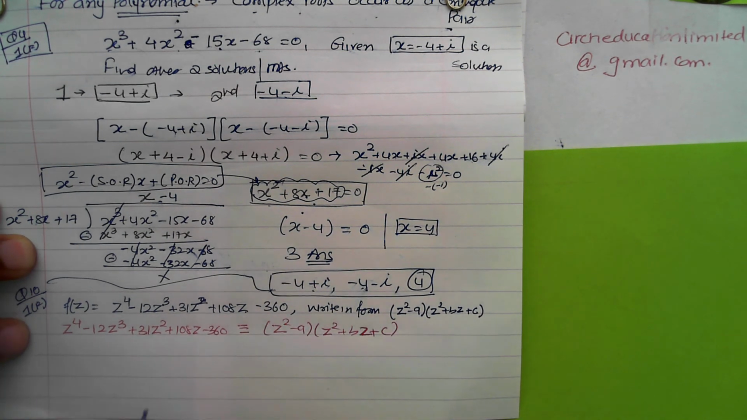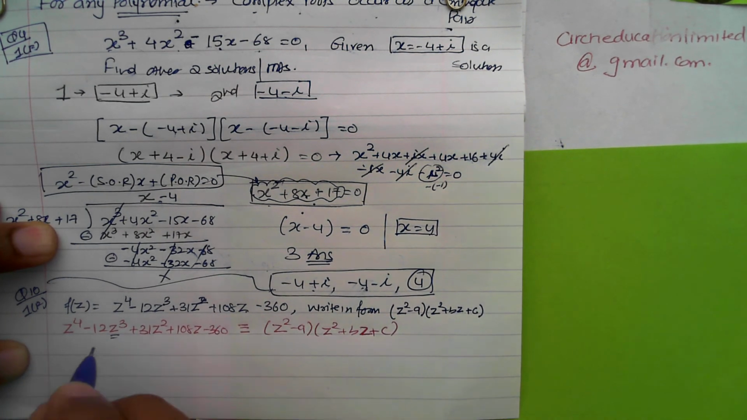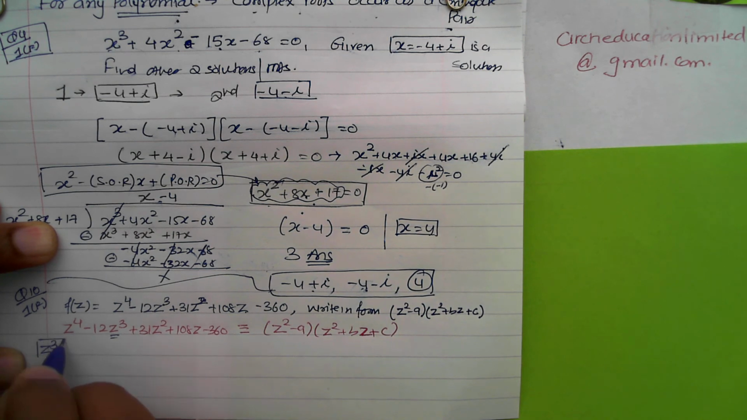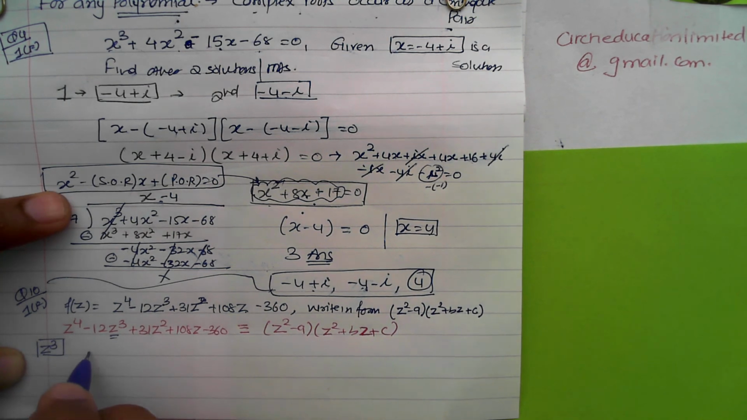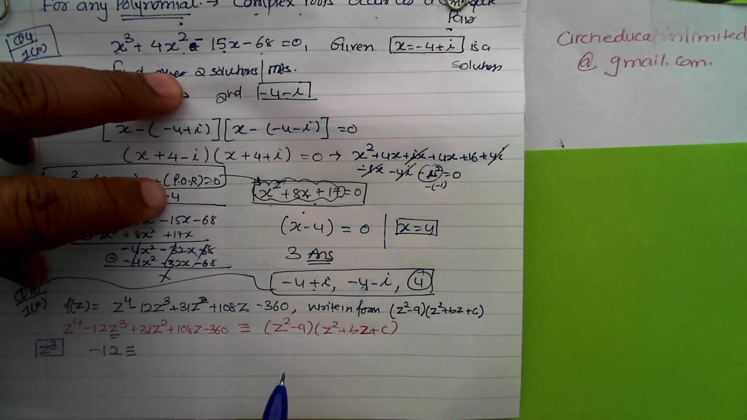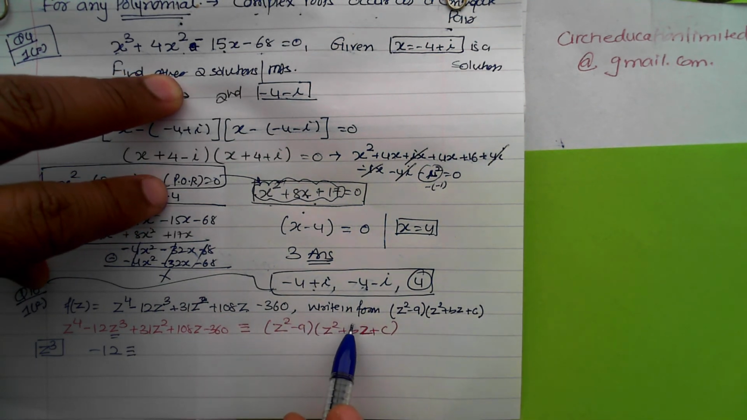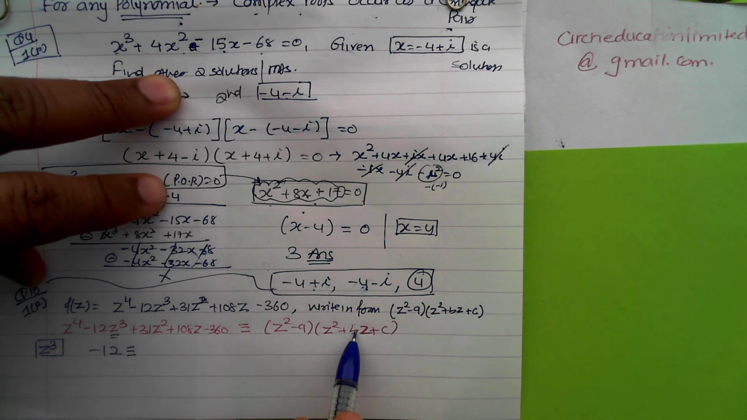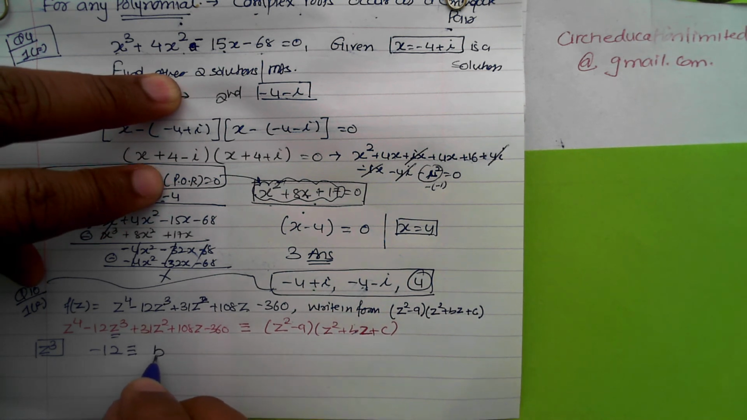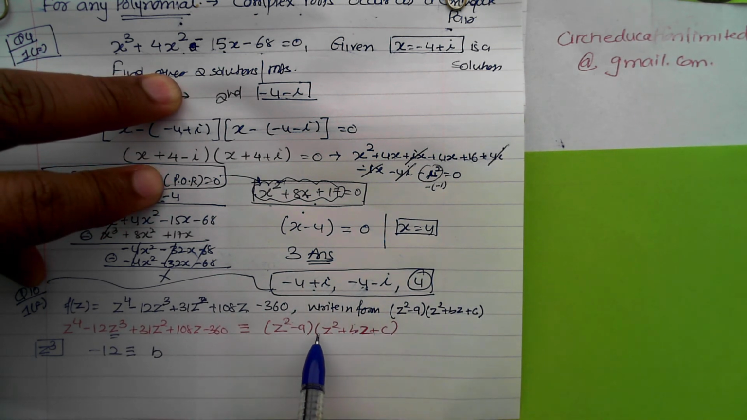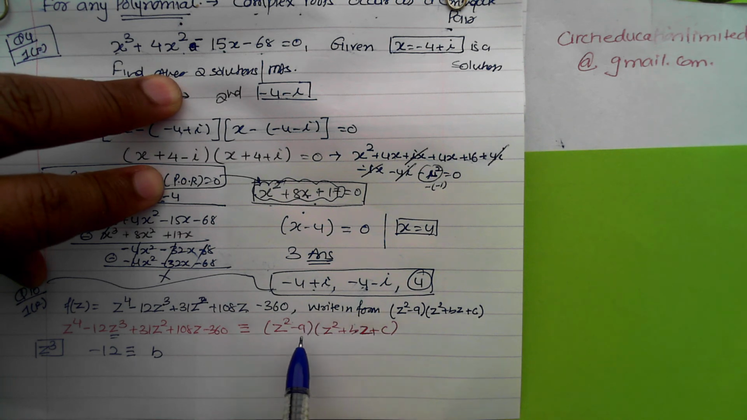Okay, comparing coefficients of, let's say, z cubed. We got negative 12 on the left hand side, and this should be equal to z squared times bz, which gives me b. So then another z cubed term I'm going to get from, that's it. We're not going to get any more z cubed terms, so b equals negative 12.